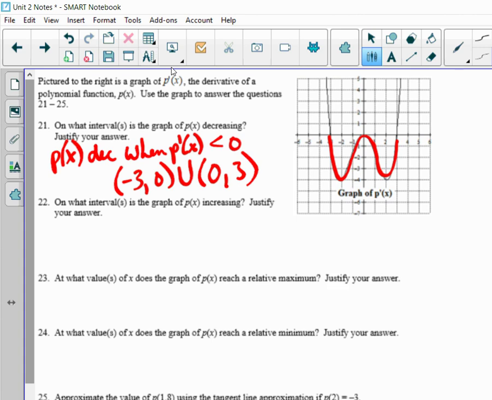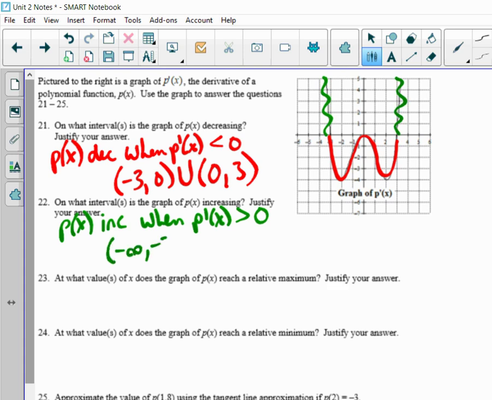So sometimes if you're not sure, do your justification first and then maybe answer it. So like the next one says, where is p of x increasing? Well, p of x is going to be increasing when the derivative is what? When the derivative is greater than 0. So that's where it's above the x-axis. So that would be these parts. So that would be from -infinity to -3 and 3 to infinity.